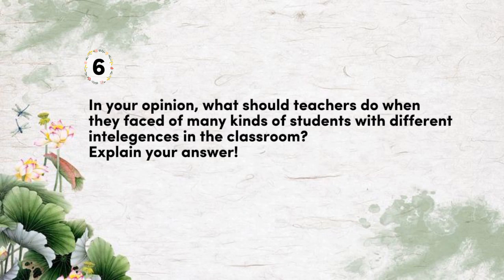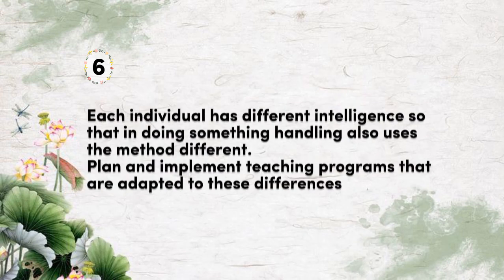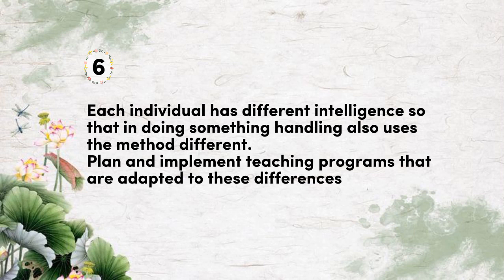The sixth question: in your opinion, what should teachers do when they face many kinds of students with different intelligences in the classroom? Explain your answer. So basically, the treatment for each individual is carried out in different ways from one individual to another. Each individual has different intelligence, so in handling something, a different method is also used.